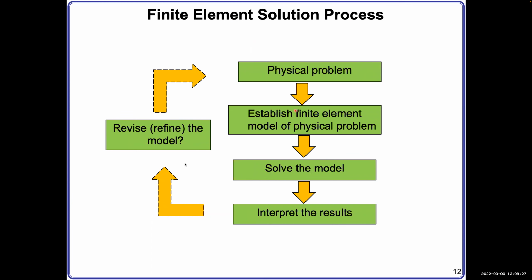So here is the flow chart for those 4 steps. Firstly, we study the physical problem, and then we establish finite element models of the physical problem. Using this model, we can write different equilibrium equations in the system, and then we solve the model. Model means the idealized system, right? We solve the model, and then we interpret the results, and then we can go back. If the results are not reasonable, we revise the model, refine the model. Okay, so basically follow this process to solve any finite element problem.